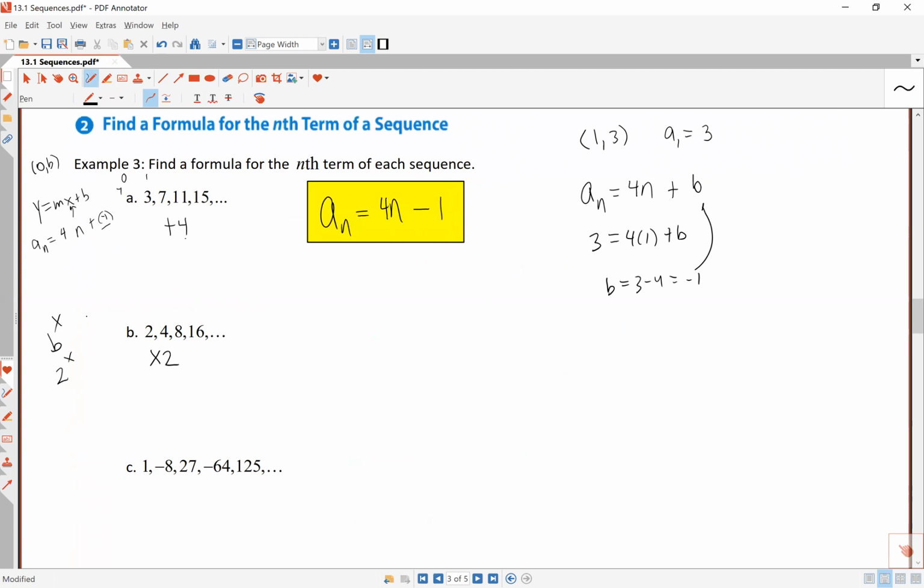Now, sometimes you can just get away with 2 to the n, and sometimes you can't. So you try something like this, and then you check that if n is equal to 1, we get 2, or a sub 1 is 2. And if I plug that in there, a1 is 2 to the first, which is 2. And so a sub n equals 2 to the n is the formula for the nth term of the sequence.